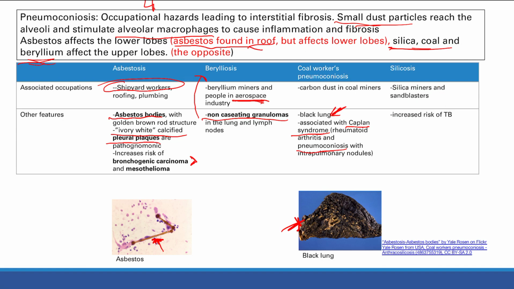So just to review, asbestosis, berylliosis, coal workers' pneumoconiosis, and silicosis are your 4 causes of pneumoconiosis. The associated occupation is pretty easy. Silicosis, super easy. Coal workers, super easy. Beryllium, super easy, as long as you know that aerospace people use beryllium. And the only one, roofing, plumbing, it's asbestos. That's where it's found. It's in your house. The only one I think that's harder to remember is shipyard workers. Shipyard workers with asbestos. Remember that asbestos affects the lower lobes, even though it's found in the roof, so it's opposite, and the rest do affect the upper lobes. Okay, you probably want to know this because it's very testable. And then just remember the bolded stuff.